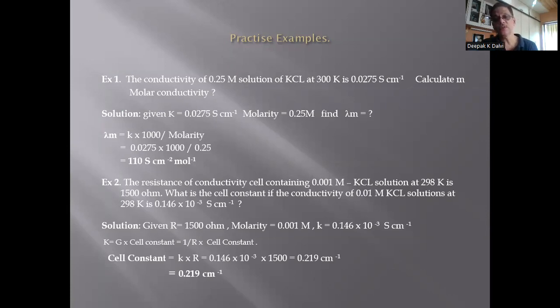Once you find the cell constant, you can know other values also of the electrolytic solution. So this gives you the measurements involved in the conductor: resistance, conductance, resistivity, conductivity, then equivalent and molar conductivity, lambda eq and lambda m. All these are the measurements for the conductor.